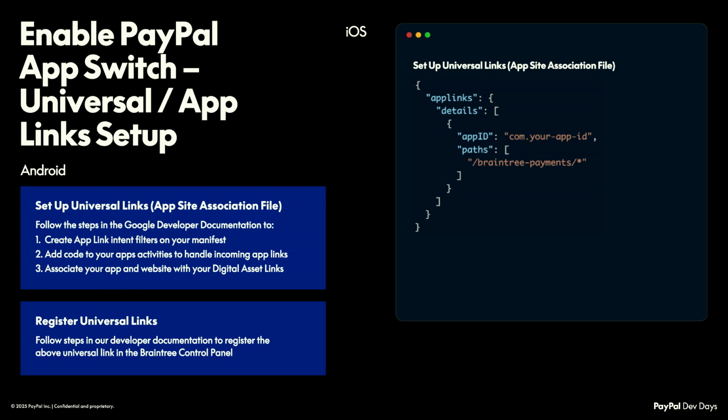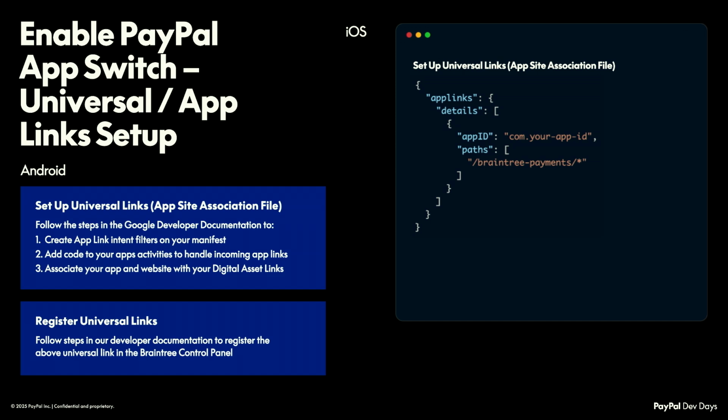And for Android, they have a similar app site association file, but the Google documentation sets up how you would set that up for PayPal. So you create an intent filter. From there, you add code to your app's activities to handle that incoming app link. And then you associate your app and website with your digital asset link. And that's all done on the Google Play Store side of things.